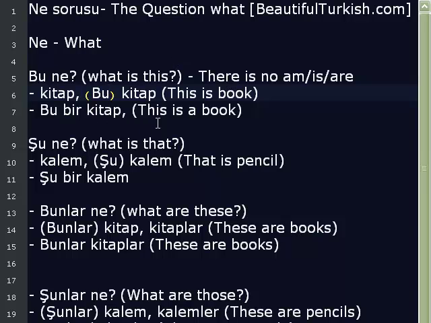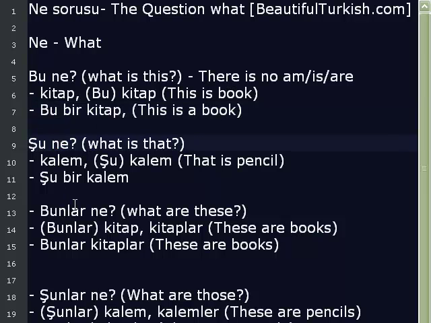And if you want to say this is a book, you just say bu bir kitap. Here bir means one, or it can be used as a or an in English. So bu bir kitap.